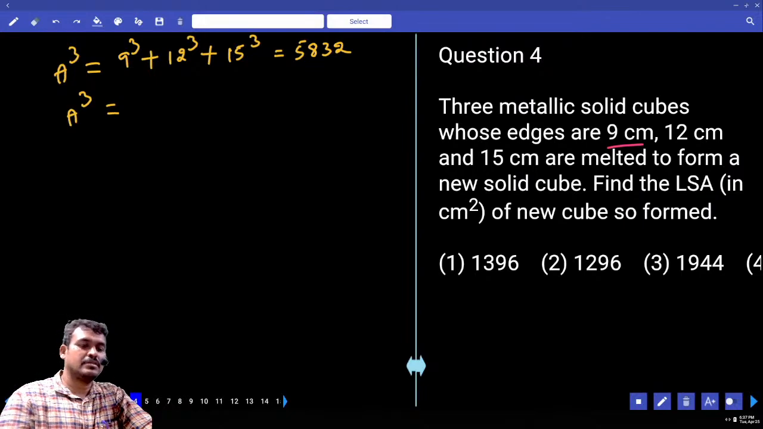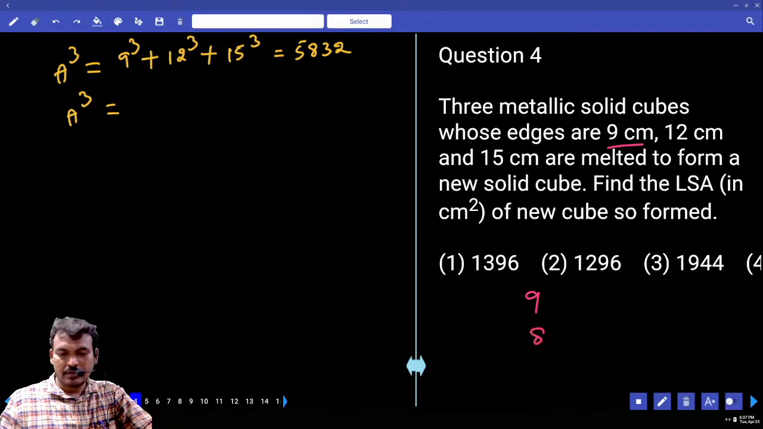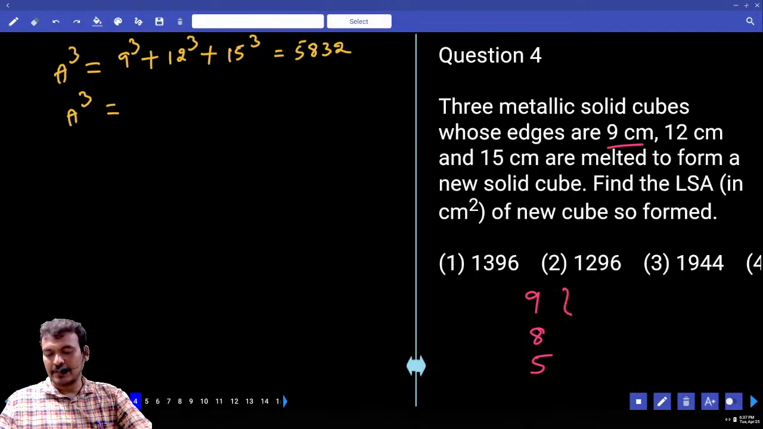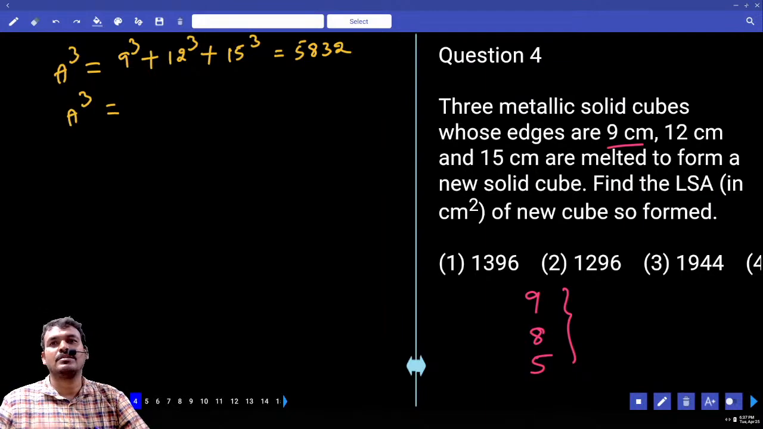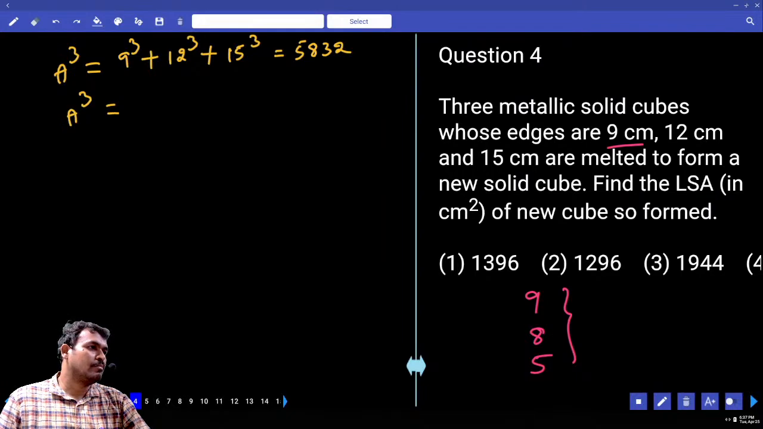9 cube ends with 9. 12 cube ends with 8. 15 cube ends with 5. 9 plus 8 plus 5 is 22, or not. Ends with 2. Which cube? Only 18 cube, or not? 9, 12, 15, so it must be more than 15 cube. More than 15 cube, but nearby 15, or not? But ends with 2. 18 is possible, or not?